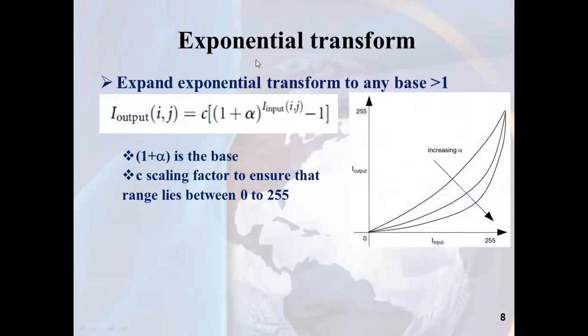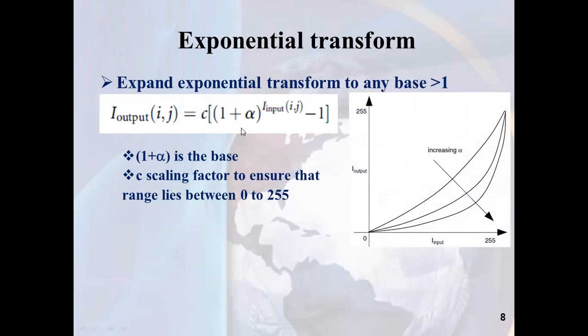So this is the value. This is the exponential function. I output equals c, a constant, times (1 plus alpha) to the power of I input, minus 1. So I input is the exponent or power.